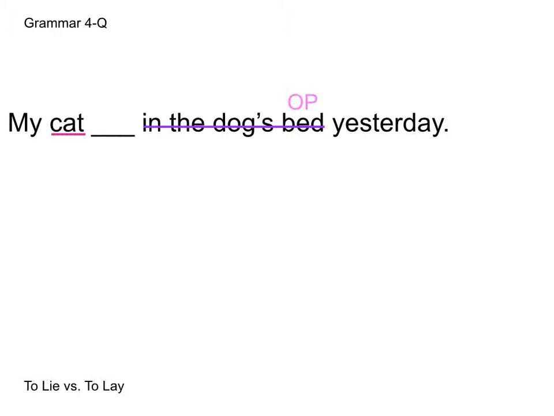We know this happened in the past, and since that is the case, and there's no direct object, we know we're using to lie. In the past tense, our correct answer is going to be lay. My cat lay in the dog's bed yesterday. There's nothing receiving that action, but it also is in the past tense. So even though lay could be the present tense of to lay, it's not the correct verb in this sentence because there's no direct object. Hopefully that makes sense. No direct object, it's in the past. To lie in past tense is our right answer.